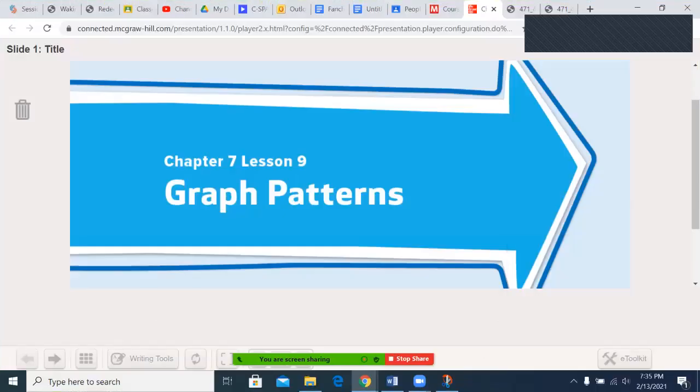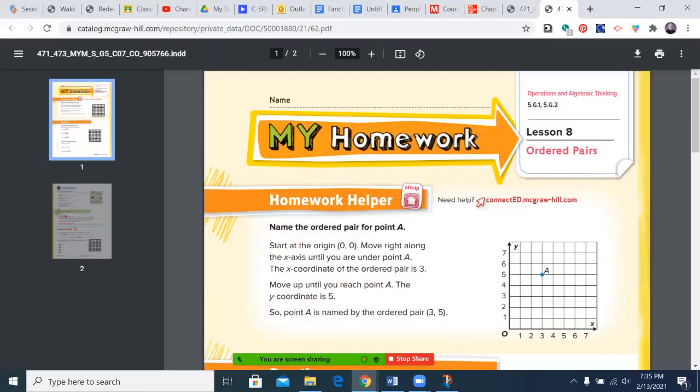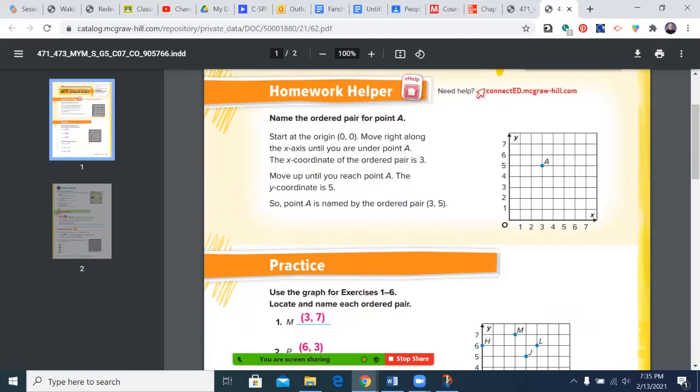Today's lesson, Chapter 7, Lesson 9, Graph Patterns. A review of the Lesson 8 homework with ordered pairs.